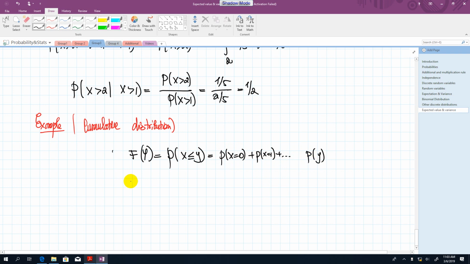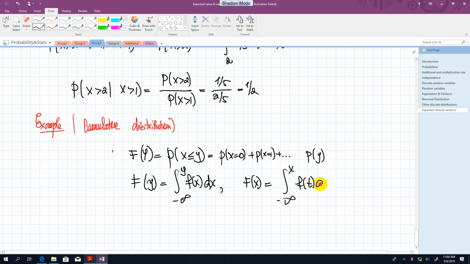So now in a continuous case, if I ask what is the cumulative distribution function at the point y, what do we need to do? We need to integrate our density function, from minus infinity until y. Sometimes you might see this in this form: F of x will be equal to the integration from minus infinity to x of f of t dt.